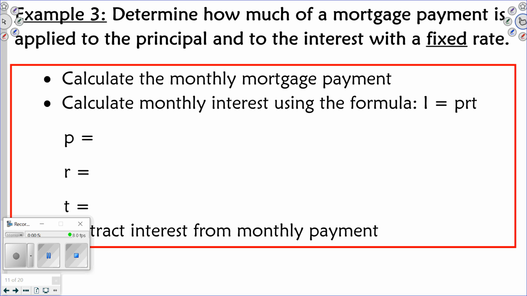Do we know how to do that? Yes, we do. It's on the huge formula on your paper. We've been using that for two chapters now. Then we're going to calculate the monthly interest. Look what formula comes back: I equals PRT. You guys wanted to use that formula for everything.